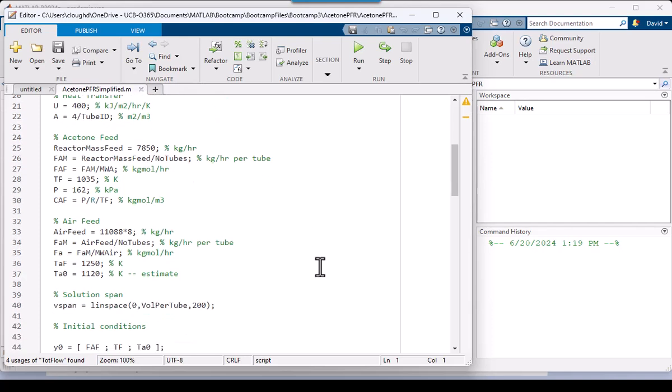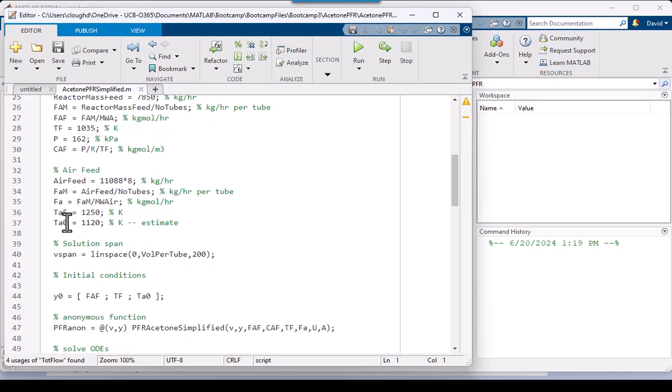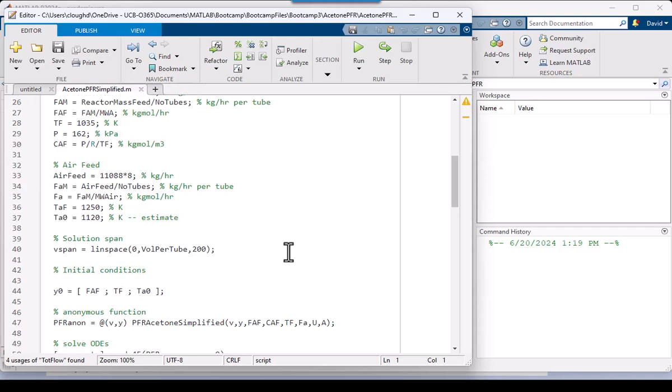And then we have our operating conditions in terms of our acetone feed, temperature, pressure, and we have our air feed, with the appropriate temperature. And here we estimate the air temperature as it exits the reactor at V equals 0 at 1120, and we know we want that to be at 1250 when we finish solving the model. So the TA0 is just an estimate at this point.